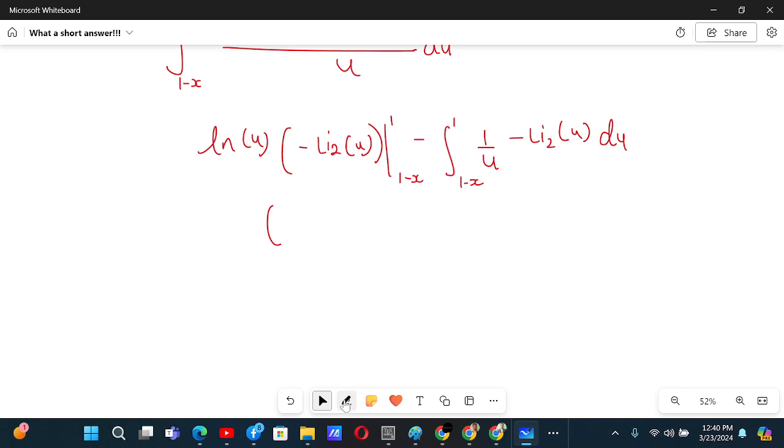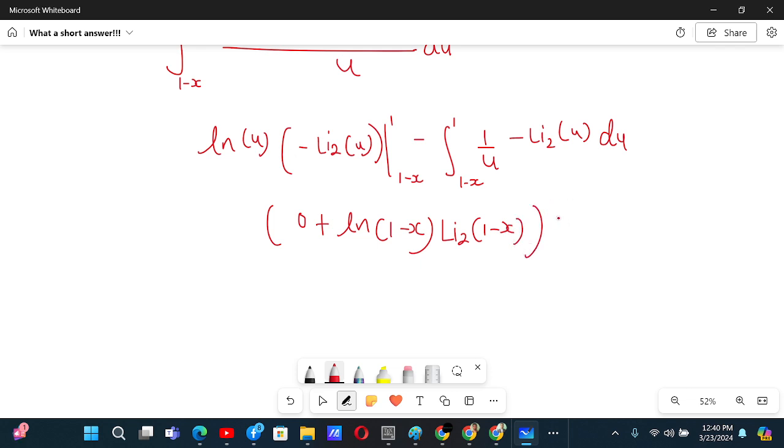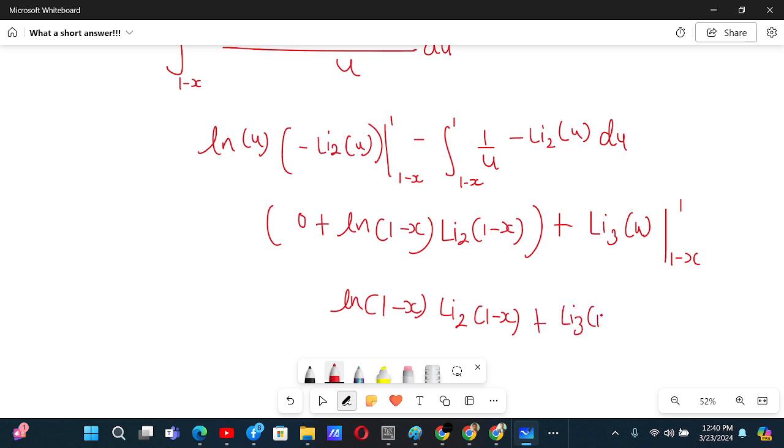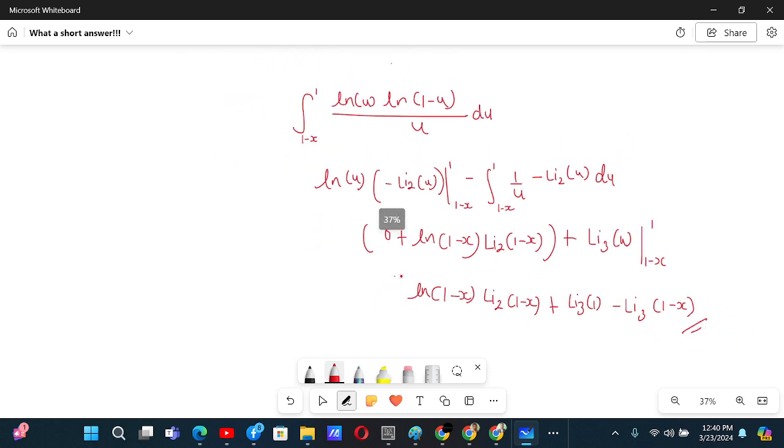Fine. Now at 1 this is clearly 0, and then plus, that is ln of 1 minus x, because this minus was plus, and then Li2 of 1 minus x, and then plus this is Li3 of u from 1 minus x to 1. So this is ln 1 minus x, Li2 of 1 minus x plus Li3 of 1 minus Li3 of 1 minus x. So we solved that as well.